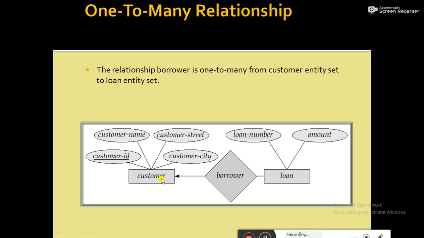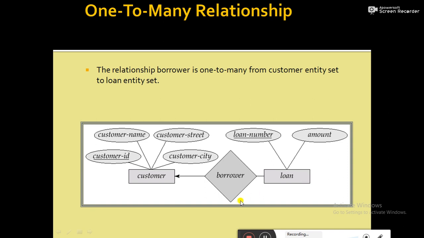So how to interpret that particular diagram? Arrow pointing towards customer means a single customer record in the customer entity set may be associated with many records in the loan entity set. That means a single customer, or a particular customer, may have multiple loans.